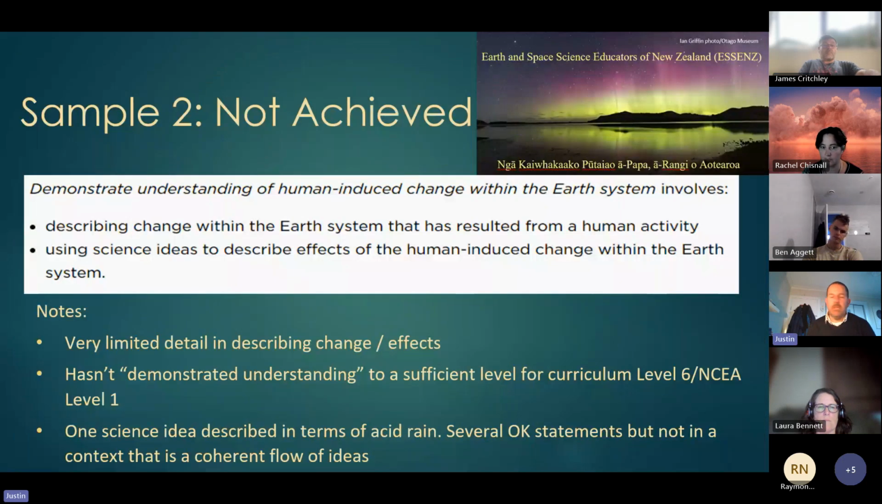Okay, so the next one I'd like you to look at is the sample. Sorry, before we move on, has anybody else got any comments or questions? Feel free to put some in the chat. Everybody happy with that?